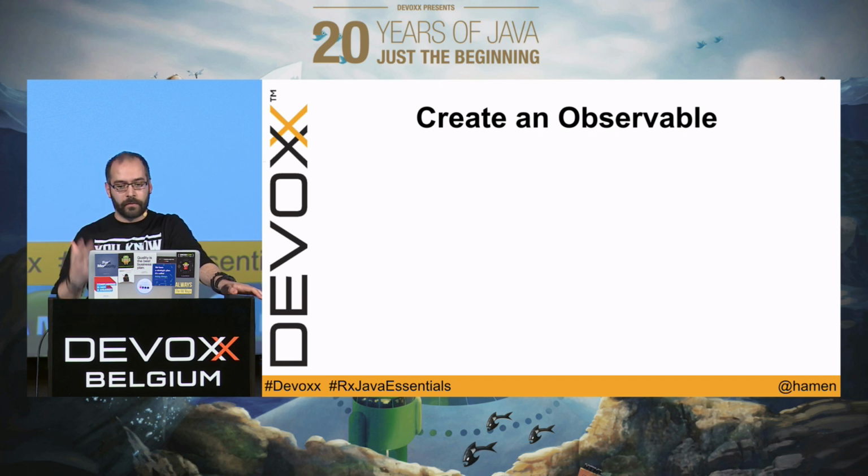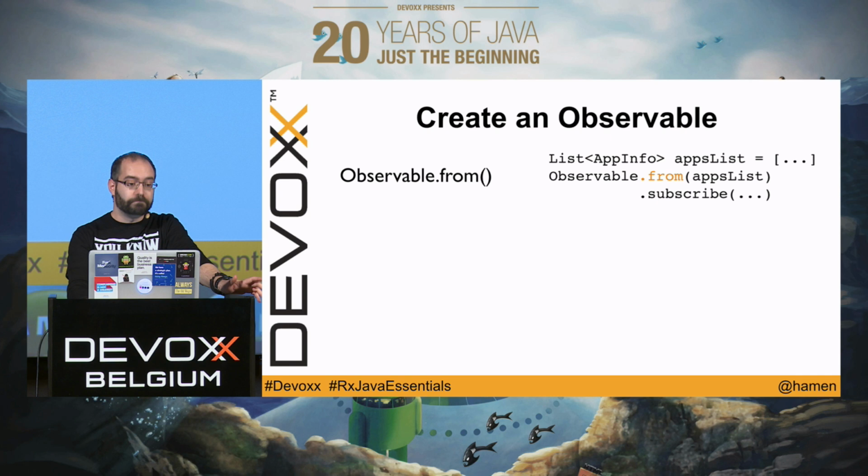RxJava has a method for everything. So there is a proper method to create an observable from a list. You just pass the list and you have an observable sequence of the type of the list. What if I only have 3 objects and I want to emit just those 3 objects?